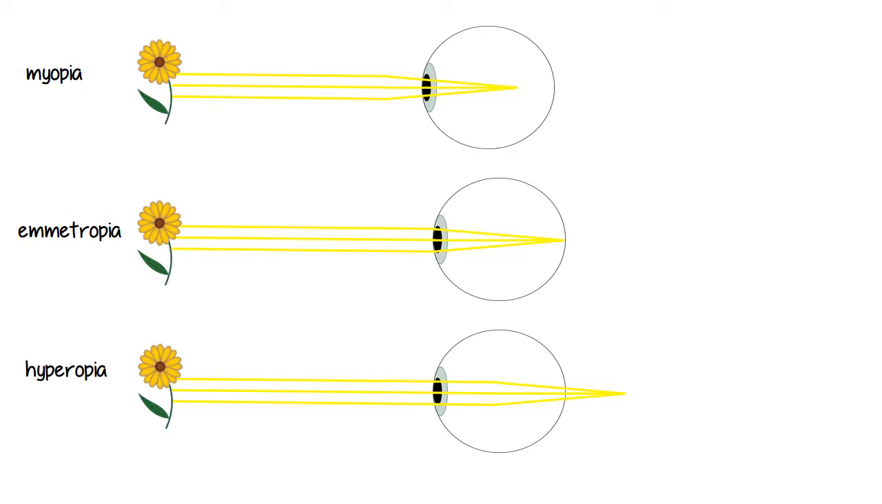So in this picture, which I've resurrected from the last video, the myope converges light too much so that the focal point falls in front of the retina. The hyperope doesn't converge enough, so the focal point falls behind the retina somewhere. And the emmetrope converges just right. They have just the right amount of converging power in their eye.